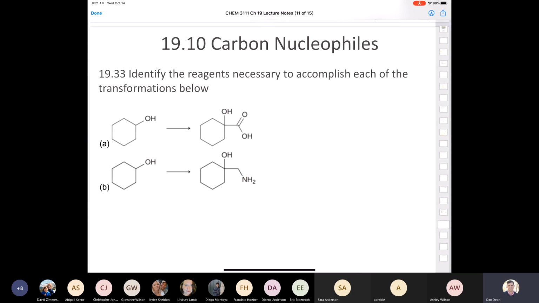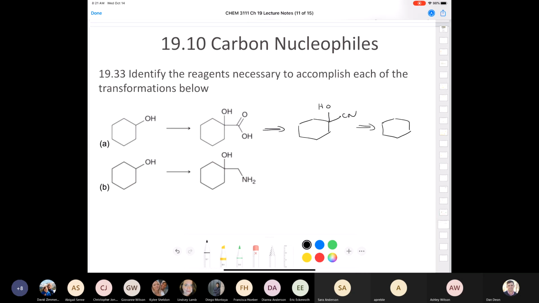Well, the first one, we just looked at something very much like it, where we could make this carboxylic acid from a cyanohydrin. And what would that cyanohydrin look like? Well, it would look like having a hydroxyl here and having the cyano group here. Well, what would I make that from? I'm going to make that from this ketone, from cyclohexanone.